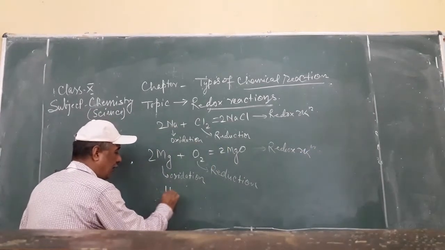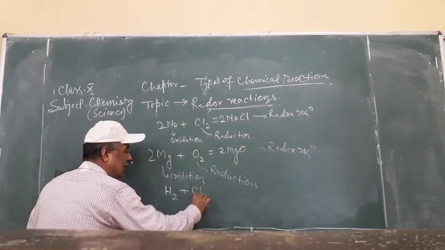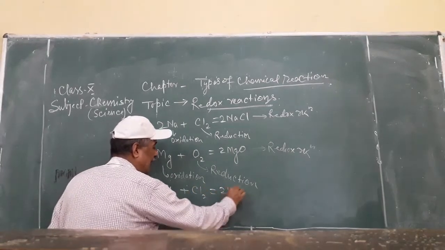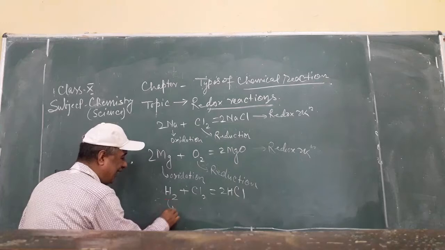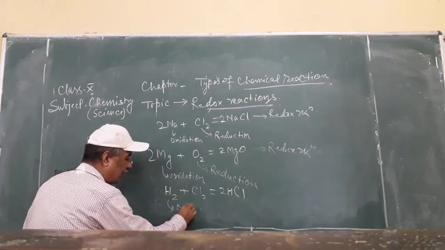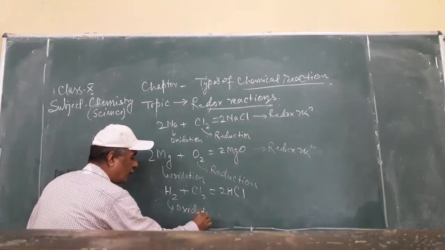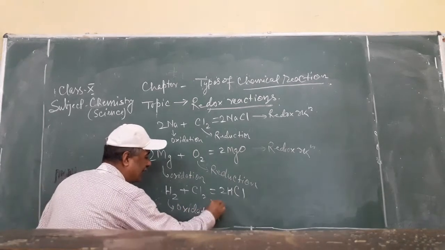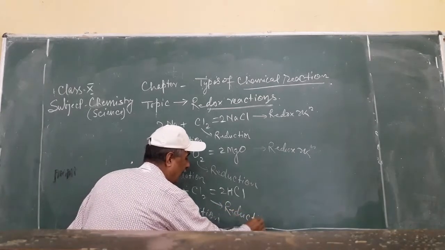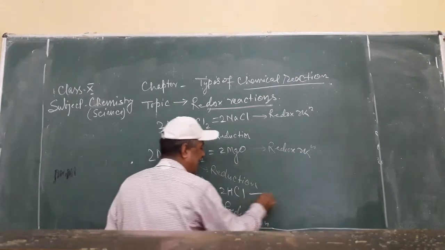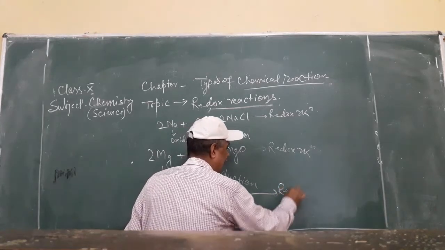H2 plus Cl2 forms 2HCl. So what is happening? This one is suffering oxidation, and this one is suffering reduction, and all together it is a redox reaction.